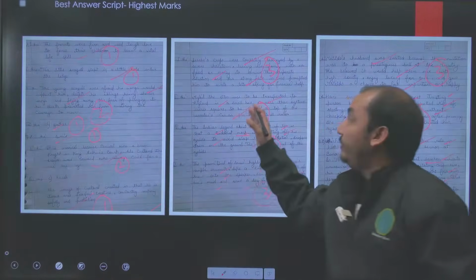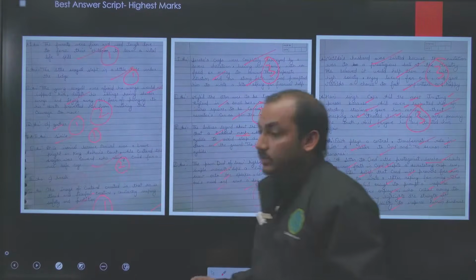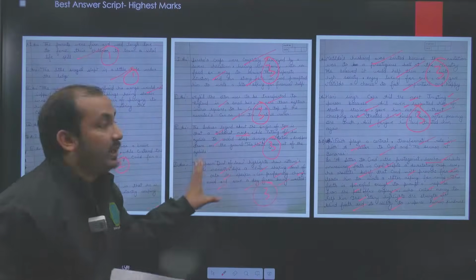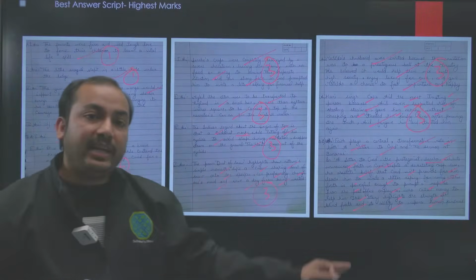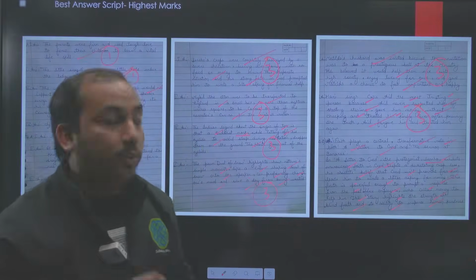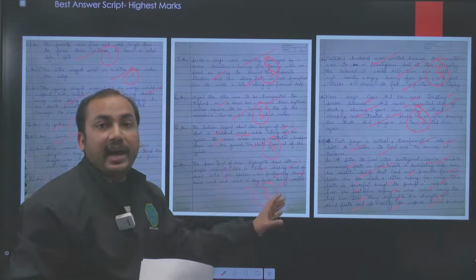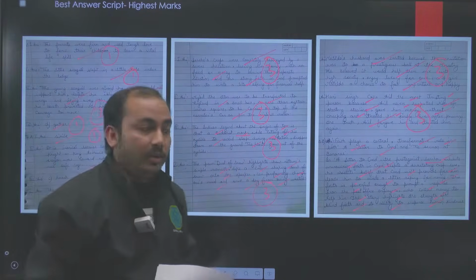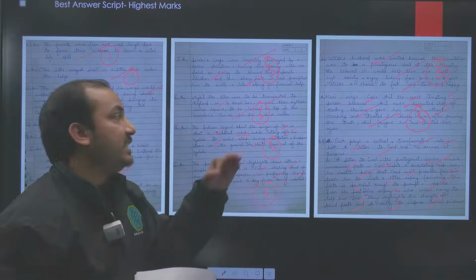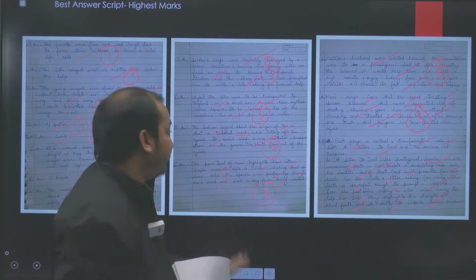Question number 8, where we have the questions of 3 marks. There she has written very well. In each question she got 3 marks. How and why? Because she has written very precisely. She has not written too lengthy, too long. She has given the answer properly, as demanded by the question. Whatever the question asks, she has given the answer exactly. So that's why she has got perfect marks.